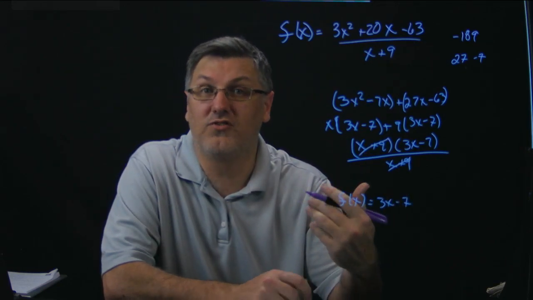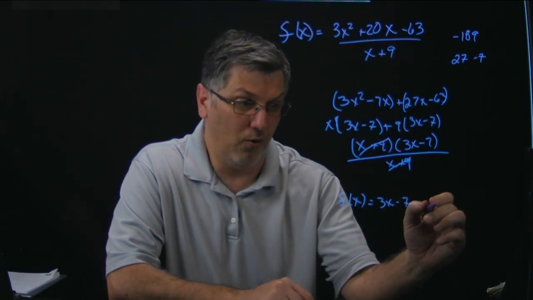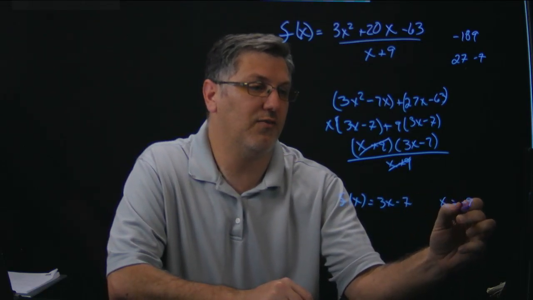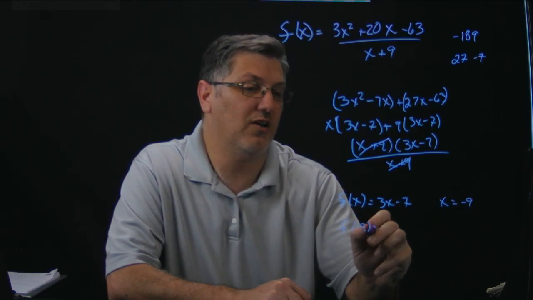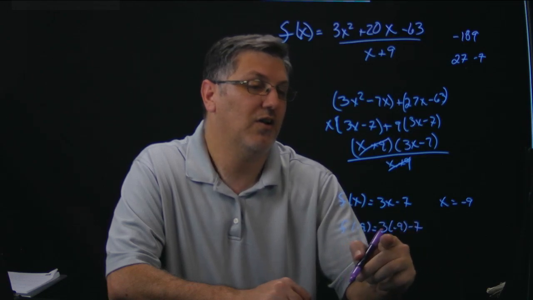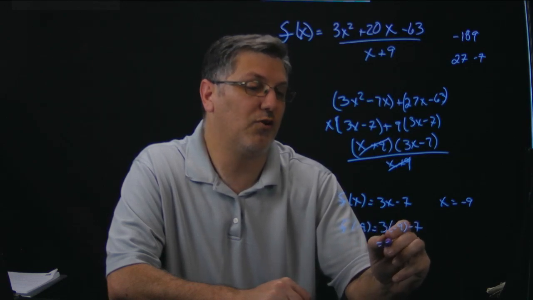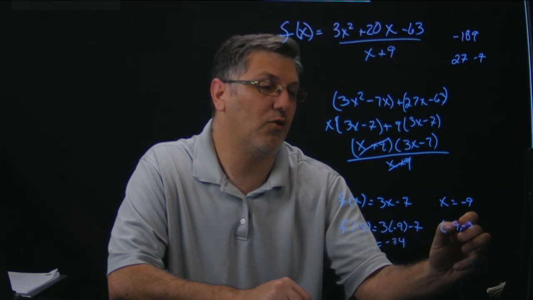So this rational function doesn't have a vertical asymptote, but it does have a hole. It has a hole when x equals negative 9. So I could plug that in. If I do f of negative 9, this would give me 3 times negative 9 minus 7. This is negative 27, gives me negative 34. So I have a hole in this line at negative 9, negative 34.